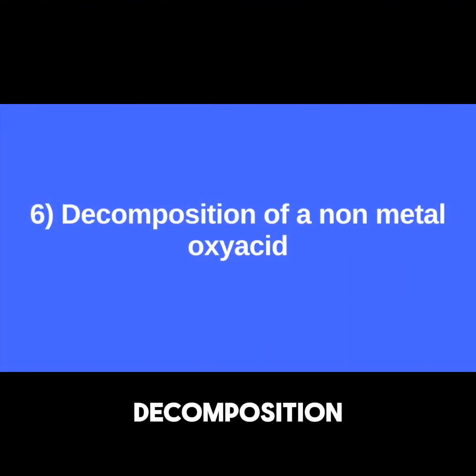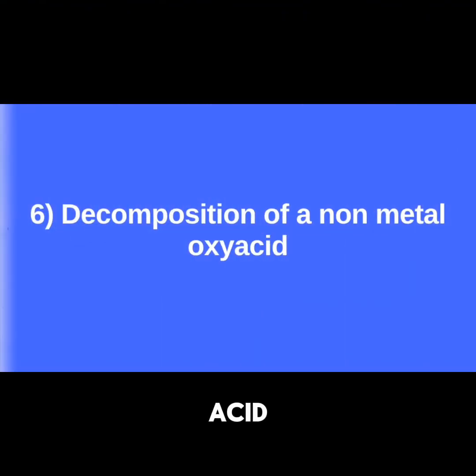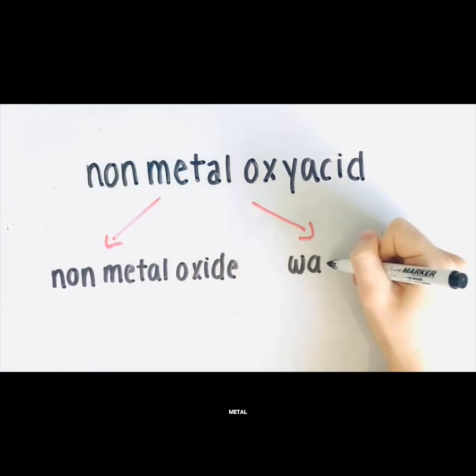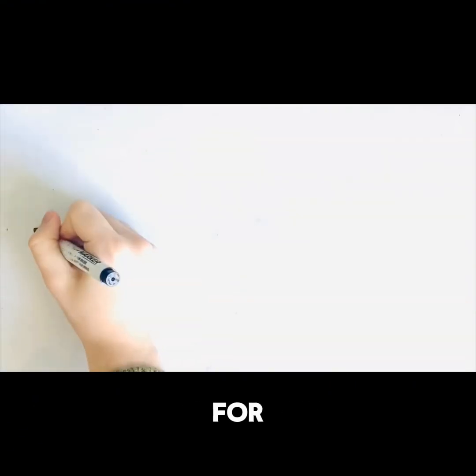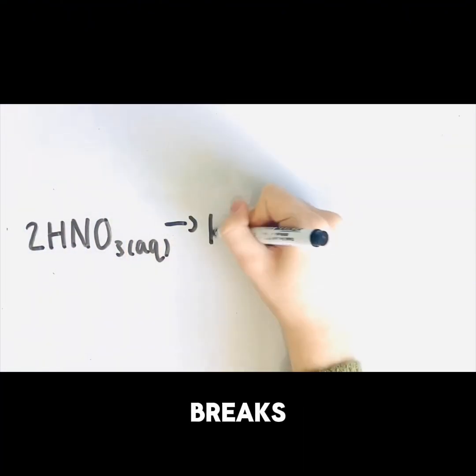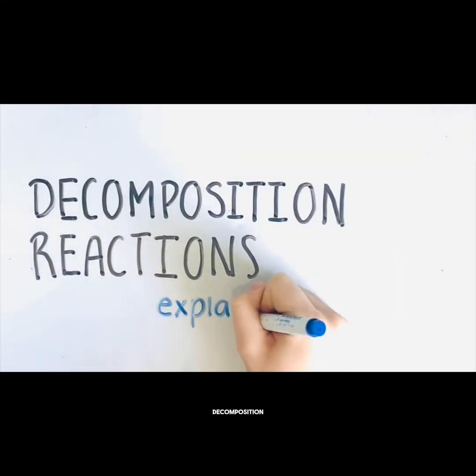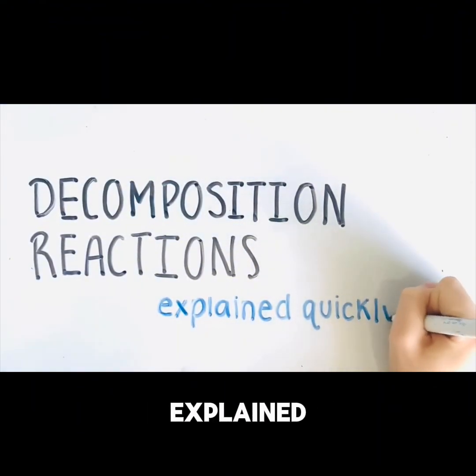Sixthly, decomposition of a nonmetal oxyacid. Nonmetal oxyacids decompose into a nonmetal oxide and water. For example, nitric acid breaks down into dinitrogen pentoxide and water. And that's decomposition reactions explained quickly.